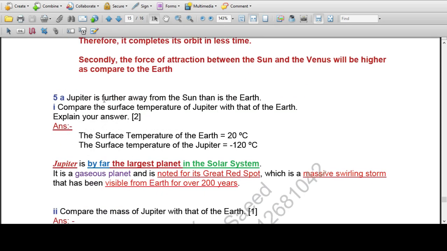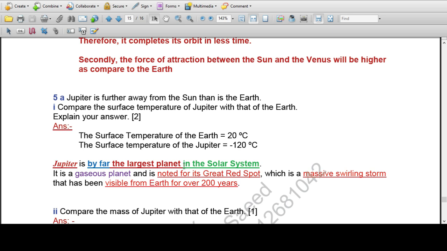Jupiter is further away from the sun than is the Earth. Compare the surface temperature of Jupiter with that of Earth. The surface temperature of Earth is 20 Celsius on average. The surface temperature of Jupiter is minus 120 Celsius.